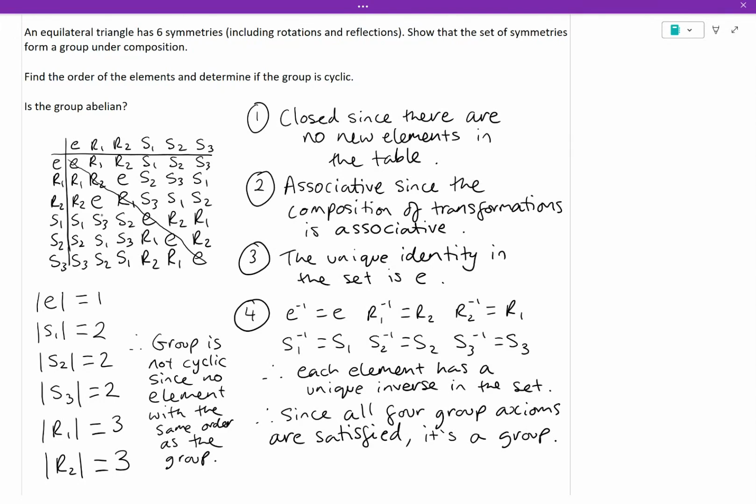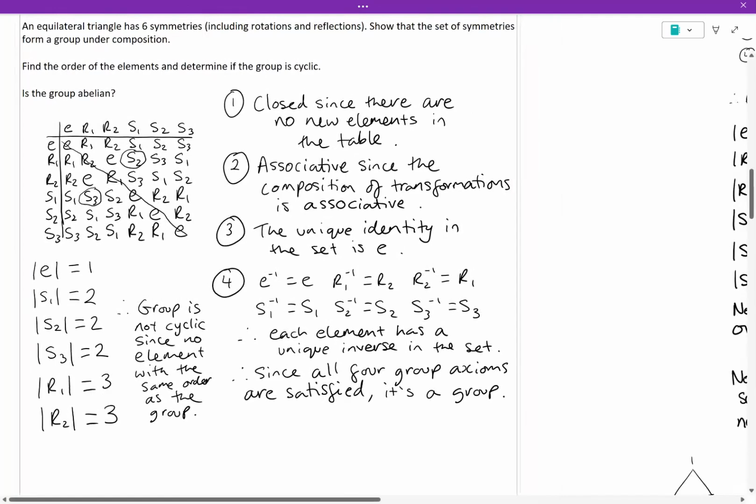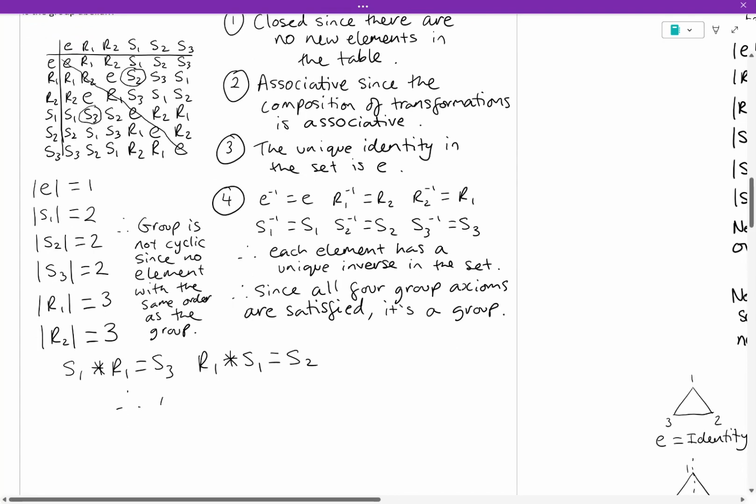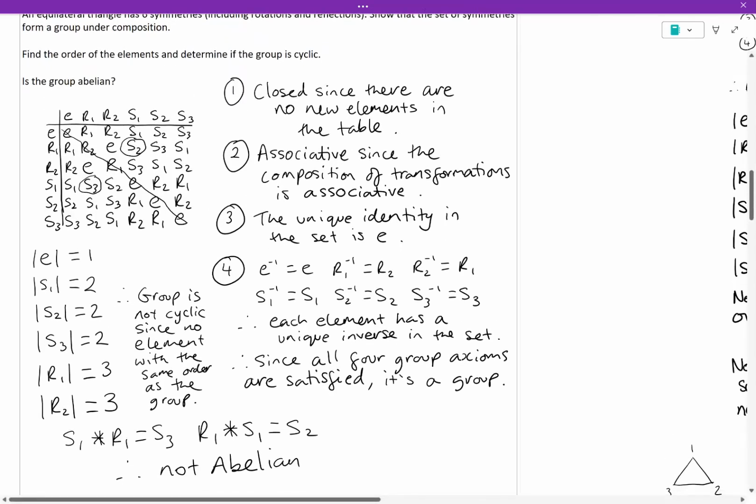So for example, if you take this entry here and this entry here, they should be the same if there was symmetry, but there is not. Okay, so we found ourselves a counter example. S1 combined with R1 comes out as S3, whereas R1 combined with S1 comes out as S2. So therefore we found our counter example, therefore not abelian. So your group of symmetries is a non-abelian, non-cyclic group.